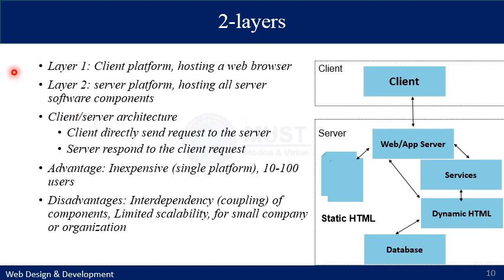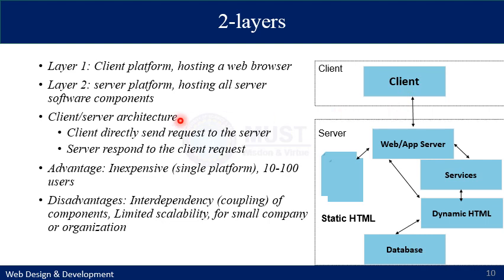So, the most commonly used architecture is a two-layer architecture, often referred to as client-server architecture. Layer 1 consists of a client platform hosting a web browser, and layer 2 consists of a server platform hosting all the server software components. That means you have integrated all the components in one server such as web app server, services, dynamic HTML pages and databases into a single entity, and these entities are merged to serve the clients requesting to perform a specific task.